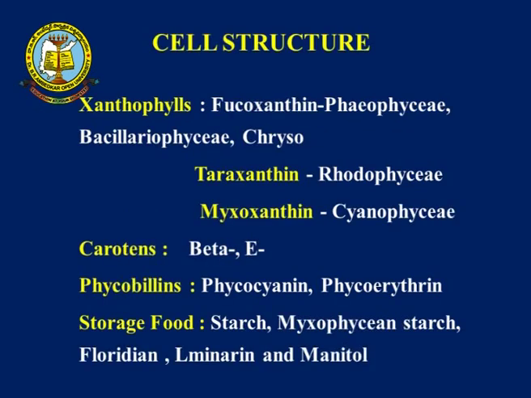The xanthophylls include fucoxanthin, which is present in Phaeophyceae, Bacillariophyceae and Chrysophyceae, and another type of xanthophyll, taraxanthin, which is present in Rhodophyceae members of algae, and myxoxanthin, which is present in Cyanophyceae members of algae.